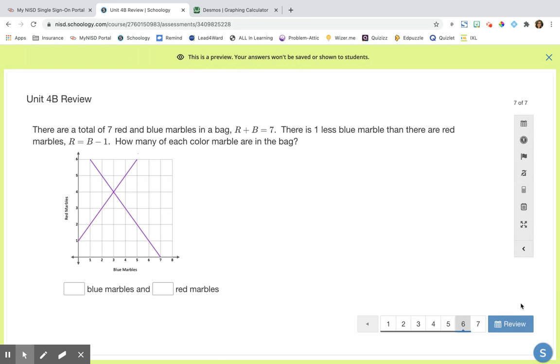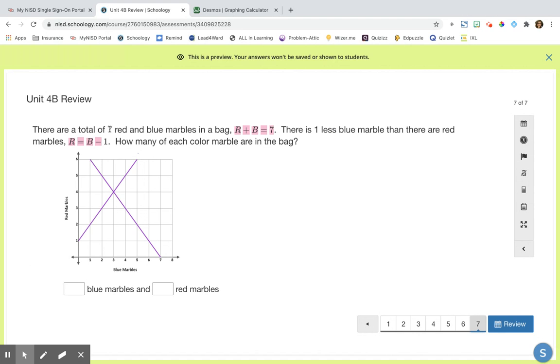Okay, and then our last problem says there are a total of 7 red and blue marbles in a bag. And they even give you the equation for that. R plus B is equal to 7. Then it says there is one less blue marble than there are red marbles. And then again, here's our equation. They were nice and they gave it to us. How many of each color marble are in the bag?